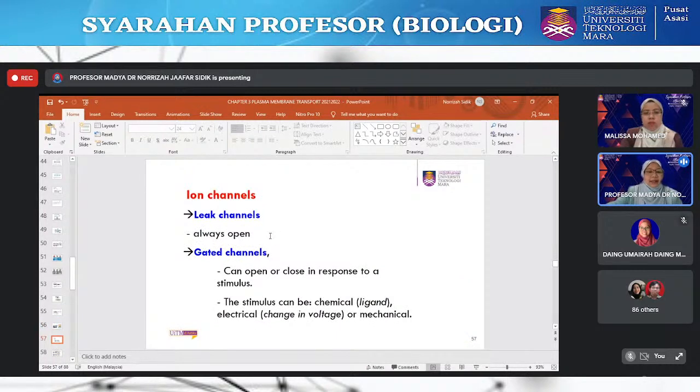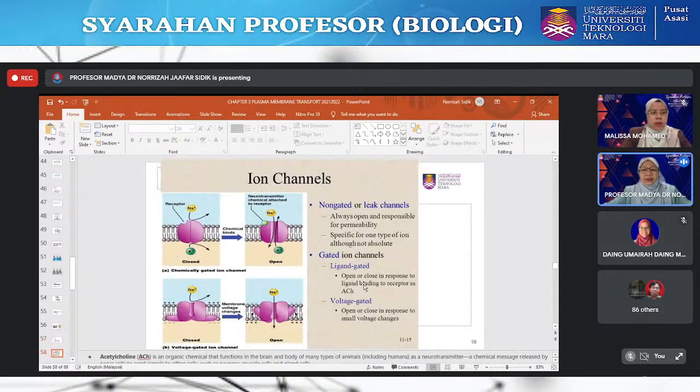Now we look at the ion channels. They can be leaky channels or gated channels. What is the difference between these two? Leaky channels are always open, whereas gated channels can open or close in response to a stimulus. The stimulus can be a chemical or ligand, or it can be electrical, a change in voltage, or mechanical. Now we look at the figures. As I mentioned just now, non-gated or leaky channels are always open and specific for one type of ion, although not absolute.